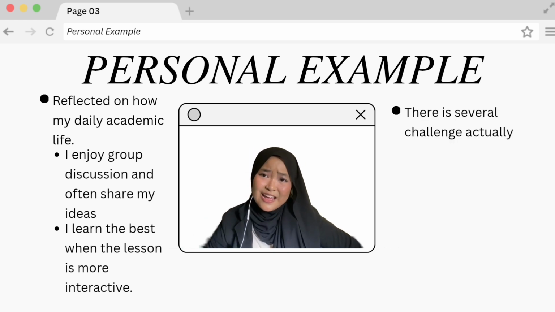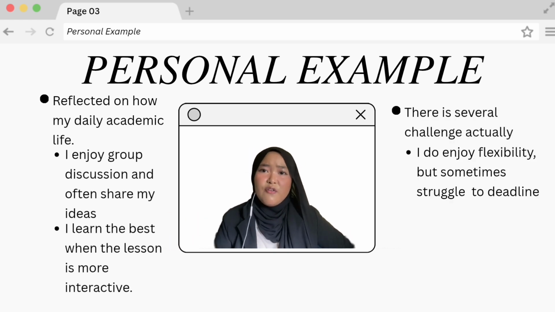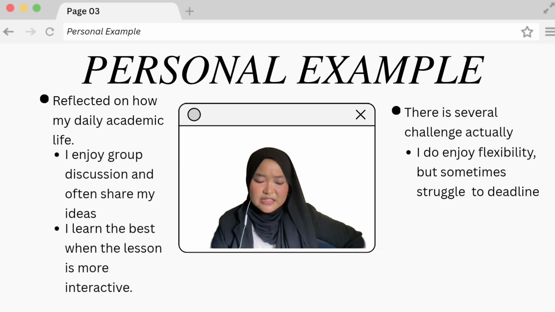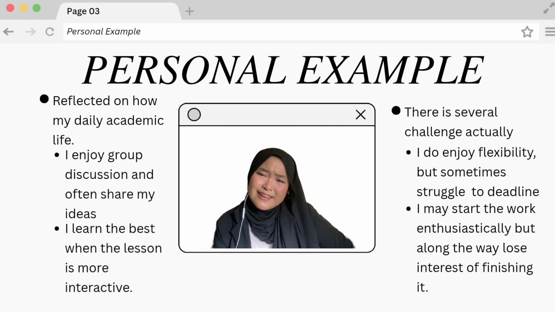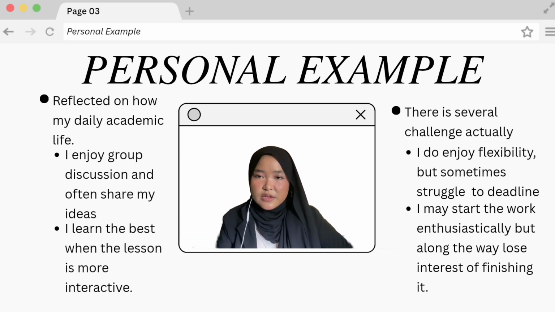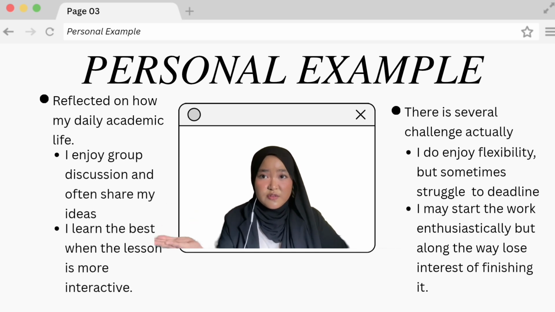I have also noted several challenges because of how I enjoy flexibility. Sometimes I struggle with routine tasks and deadlines. I may start my assignment a bit early, but if it becomes repetitive, I have less confidence and less motivation to continue it. This shows how my MBTI trait influences both my strengths and weaknesses as a learner.